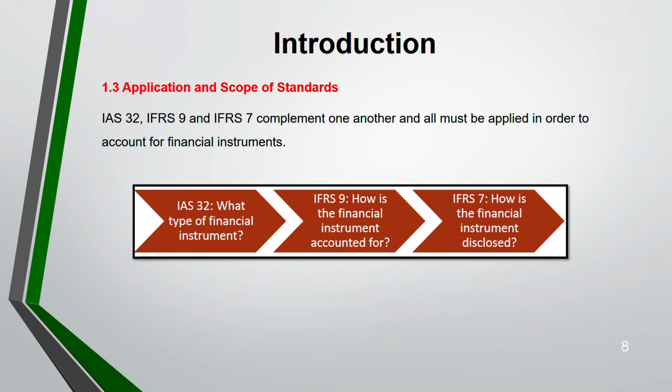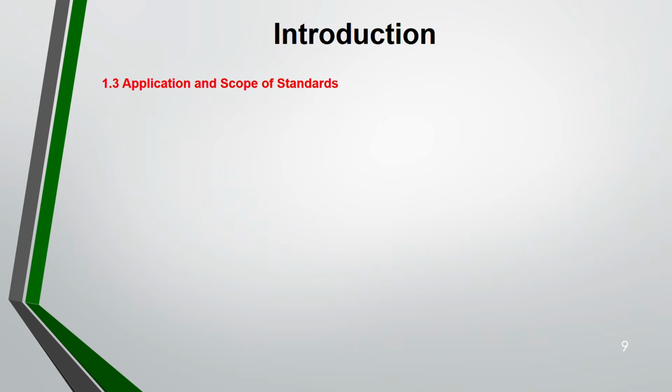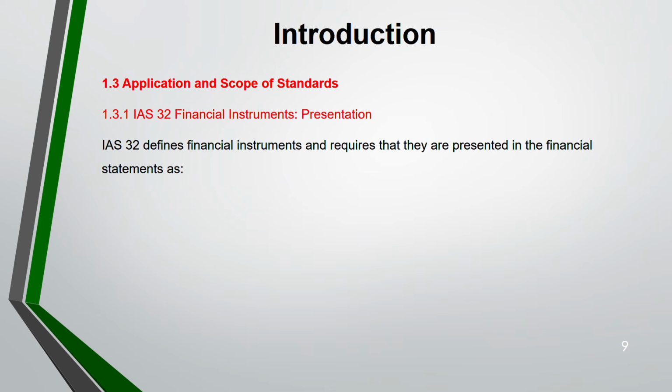So IAS 32 answers your question: what type of financial instrument, equity or debt? IFRS 9 will deal with it: once you decide whether it's equity or debt, accordingly you will deal with it. IFRS 7 then will disclose it. Now, IAS 32. Let us start with the presentation part. You can present your financial instruments either as financial asset, financial liability, or equity.